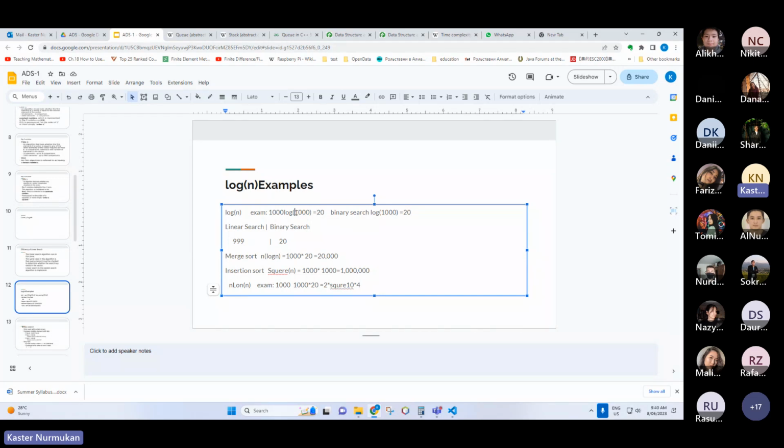But if we talk about 1,000, log of 1,000 is about 10. Okay, so that's the representation in mathematics. You should understand it. A real example is binary search over 1,000 elements. When trying to find one element, in the worst case they will spend just about 10 steps.